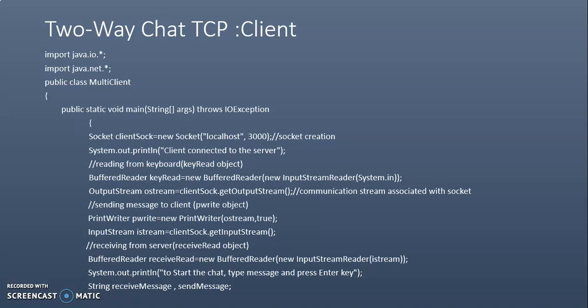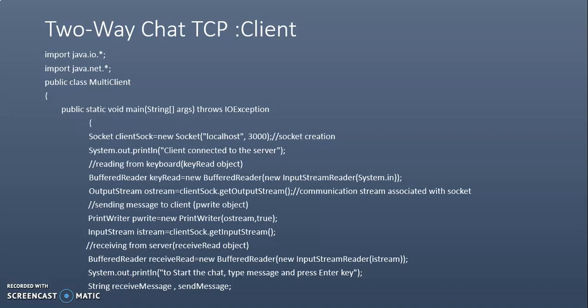The next object that is given here is OStream, which is an instance of output stream, created using clientSock.getOutputStream. clientSock is the socket, and through the socket what you are getting is a communication stream associated with the socket. So you have to get something out through the socket which you have already created. If you want to send a message to the server, you are using the pwrite object. pwrite is an instance of PrintWriter, where you are passing OStream as a parameter.